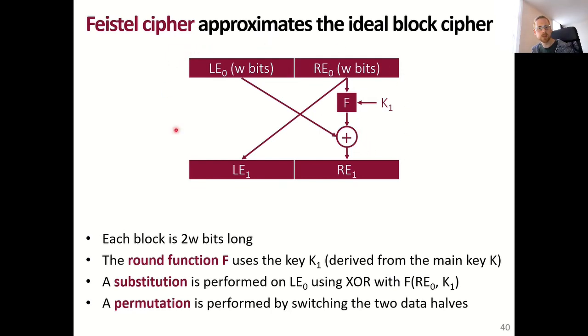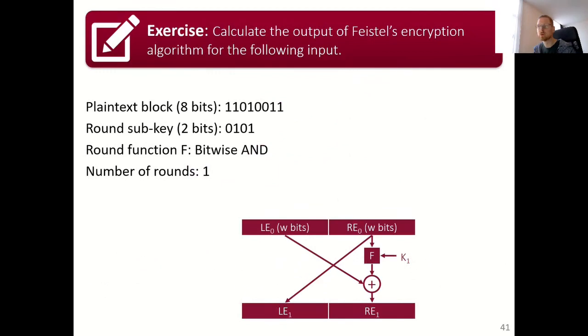This process is then repeated multiple times in a row for a certain number of rounds. And I have an exercise that you can do on your own at home. The exercise question is to calculate the output of Feistel's encryption algorithm with the following input variables.